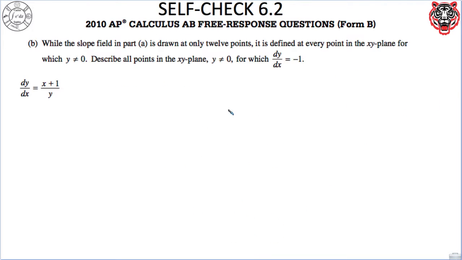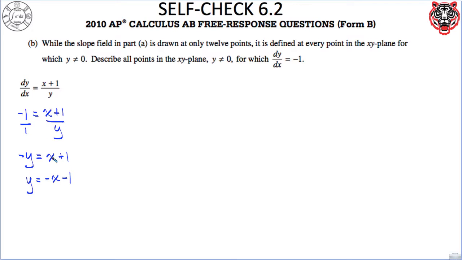But how do we do that using the equation? So we know dy/dx equals negative 1. Coming back to our original equation, let's sub in this negative 1 for dy/dx. So negative 1 is equal to (x + 1) divided by y, and let's make that into an easier equation to solve by cross multiplying. So I'm going to have negative y is equal to x + 1. And finally, you can say y equals negative x minus 1.